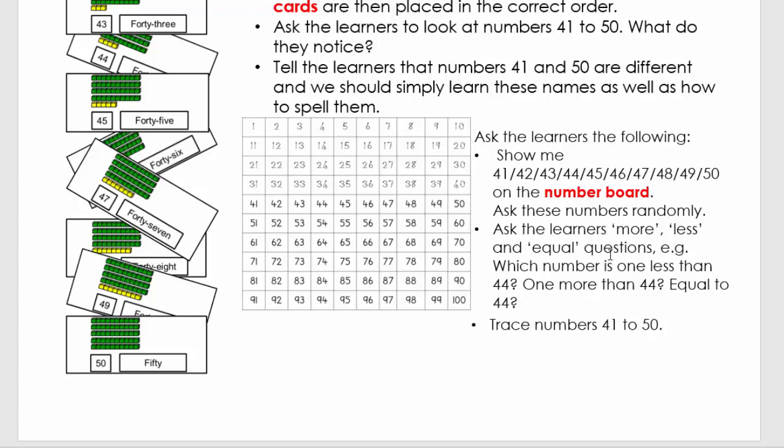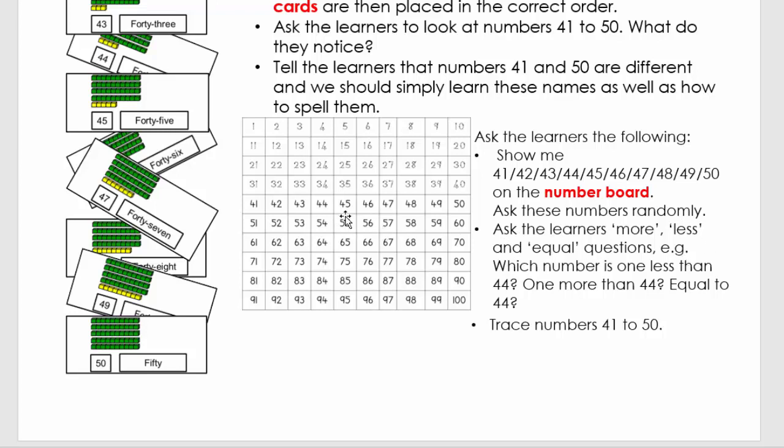And then what you're going to do is ask them first to give it to you in order. So we go from the smallest to the biggest, and then we count from the biggest to the smallest. Then we're going to ask them randomly, show me 45, show me 48, show me 42, and so on. Then you're going to ask more or less questions.